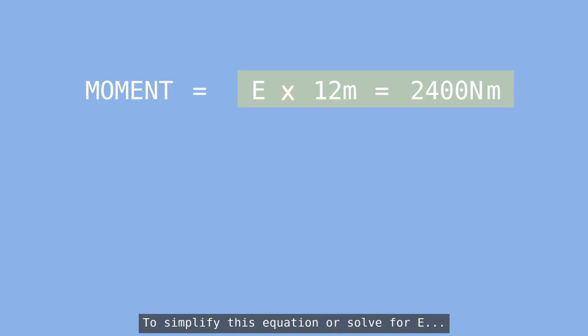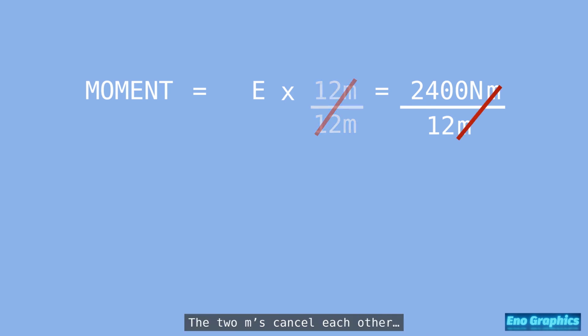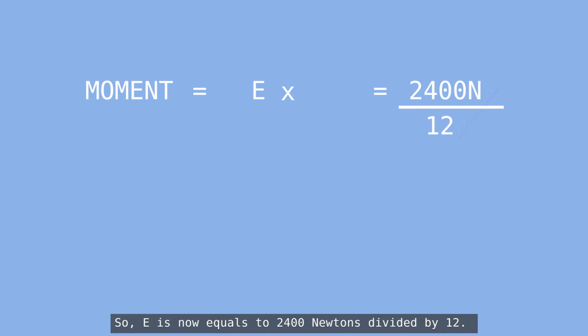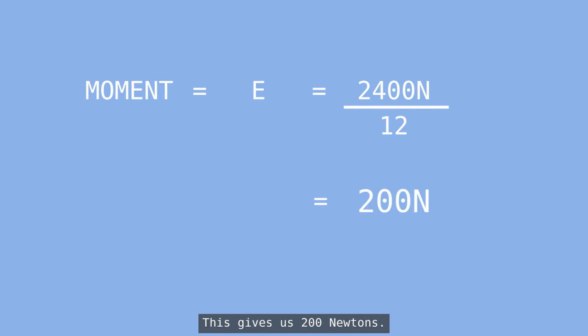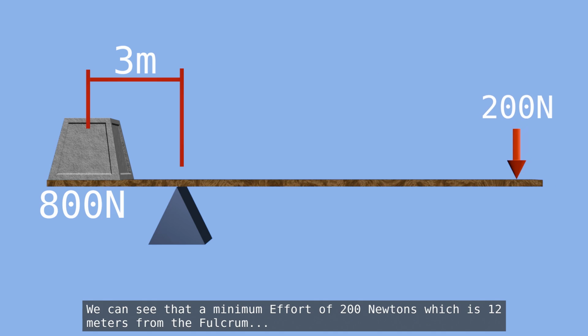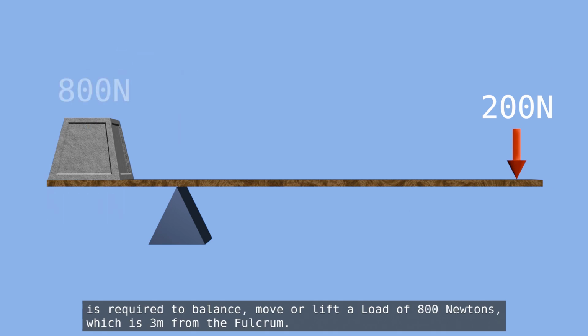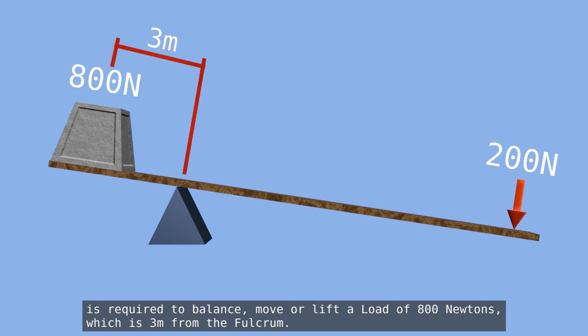To simplify this equation or solve for E, we divide both sides by 12 meters. This cancels out, the two m's cancel each other, so E is now equal to 2,400 newtons divided by 12. This gives us 200 newtons. We bring back our lever. We can see that a minimum effort of 200 newtons, which is 12 meters from the fulcrum, is required to balance, move, or lift a load of 800 newtons, which is 3 meters from the fulcrum.